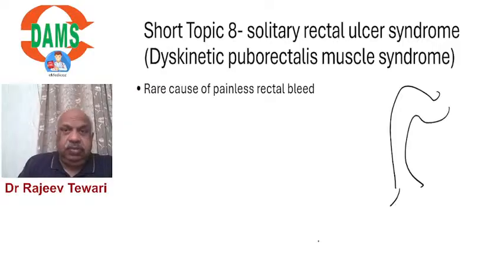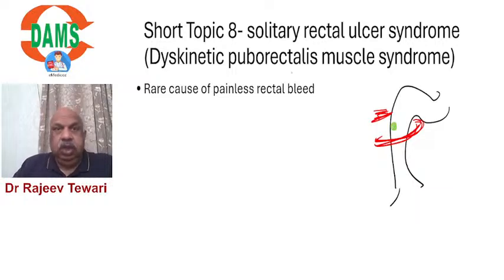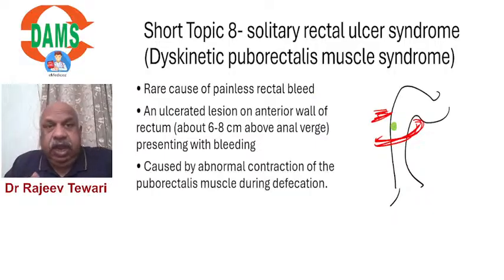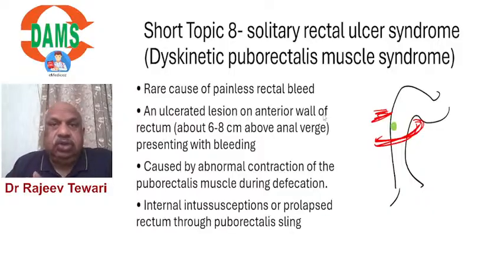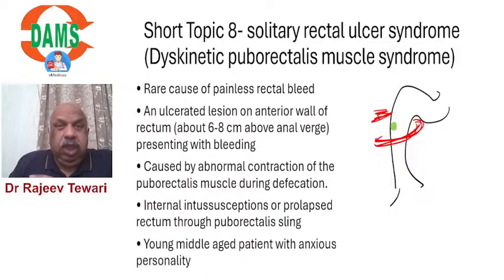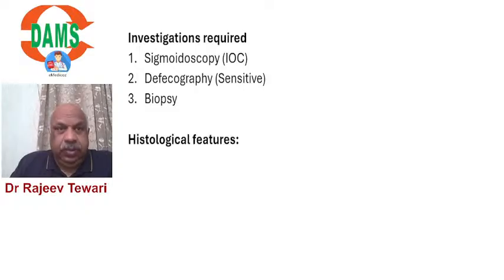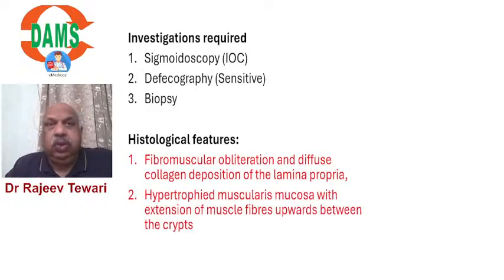This is the rectum, this is the puborectalis, the sling is tight, not relaxing. So during defecation, this part prolapses and develops the ulcer, the green dot. So it presents with rectal bleed, ulcerated lesion on the anterior wall of rectum, painless bleeding caused by non-relaxation of puborectalis during defecation and internal intussusception of mucosa causing an ulcer, and diagnosed by sigmoidoscopy, defecogram and biopsy. And I told you I have only seen one question till date in AIIMS almost 10 years ago.